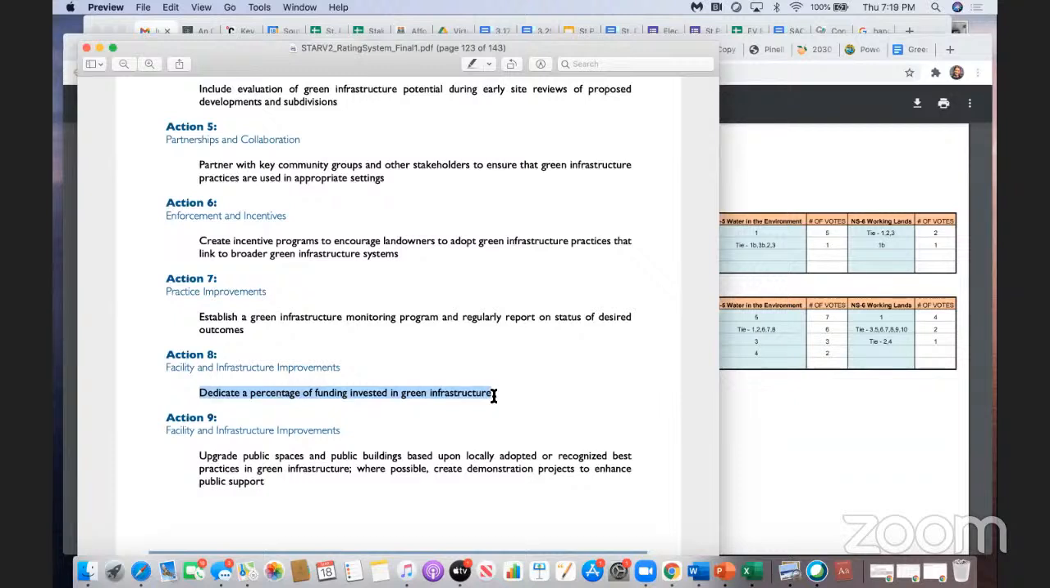Thank you. I think we should be flexible and realize that things might change during the time that we discuss these things. If you look at action 6, it's exactly what Carol was talking about, creating incentives to encourage landowners to adopt green infrastructure practices. That's exactly what she said. That came in dead last, but in light of what she just suggested, I would put it more near the top of the list now.